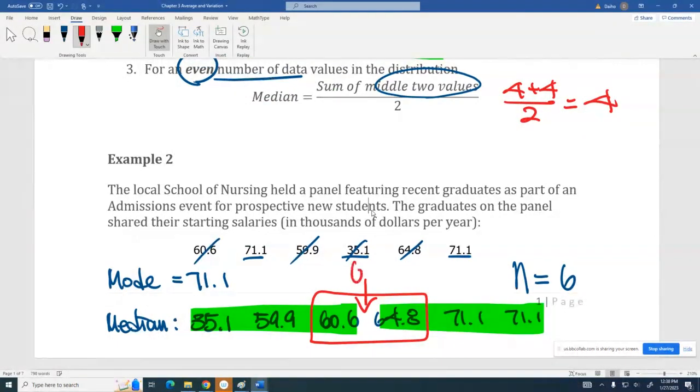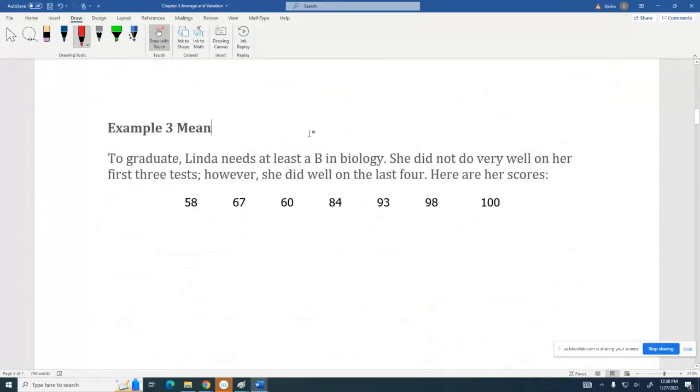How much did you say? 62.7. That will be the median. What are we doing? Describe the location using the mode and the median statistics, right? Yeah, measure of the center. And the next one is the mean.